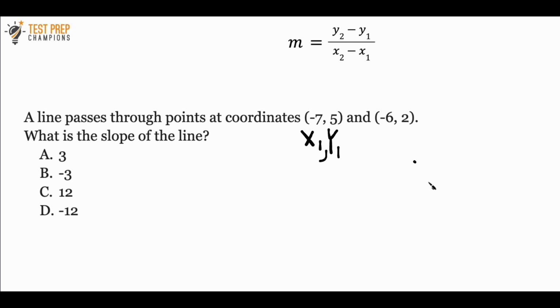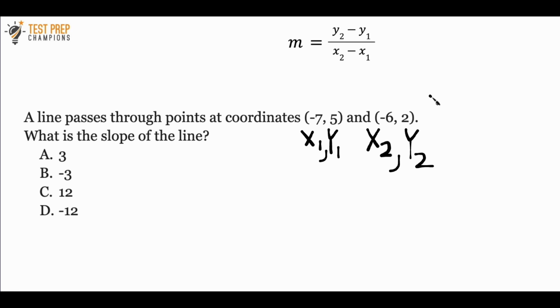So let me come over here to -6 and 2. Again, the first number in a pair is always going to be an x, so this -6, I'm going to call x2. And the second number in a pair is always a y, so this 2, I'm going to call y2. The reason why I like to label all of these numbers is because I think it makes it easier to plug the numbers into the formula.